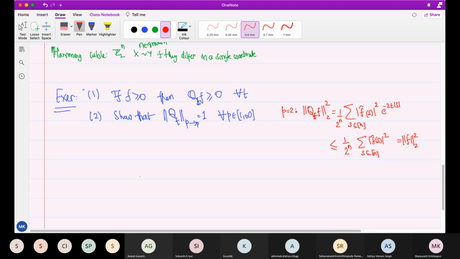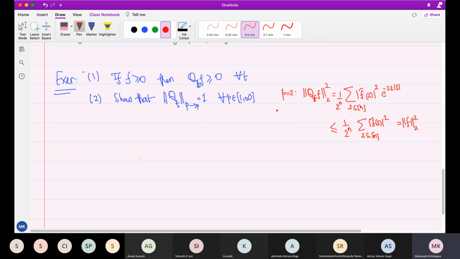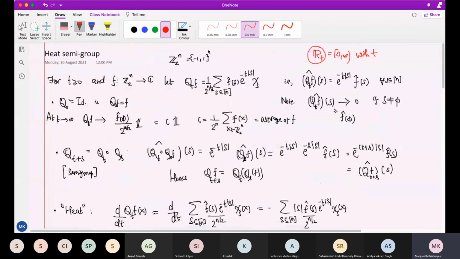So that's the privilege of teaching the course. You get to do the simplest case and leave the others as exercises. So this is clear. For p equal to 1 also you don't have to worry. It's really this type of thing you have to do for general L^p. One thing which is very clear is Q_t applied to the constant function 1 is 1 for all t. If you take the constant function 1, all the Fourier coefficients are 0 except the empty set, and that will stay as it is.